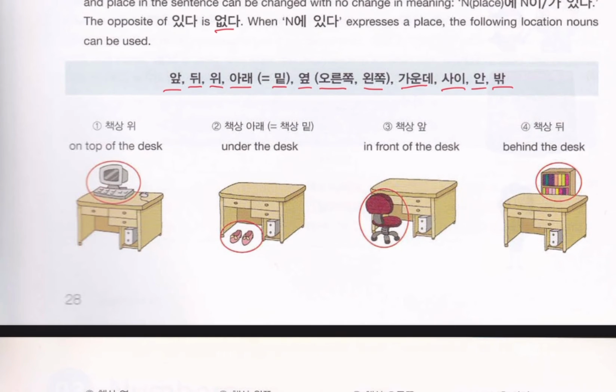So there are some examples. Checksang V. The computer is on the table, so we use V. Number 2. Checksang RA. The shoes are under the table. Then we use checksang RA. Number 3. Checksang up. The chair is in front of the table. Then we use checksang up. Now the bookshelf is behind the table. Then we use checksang T.